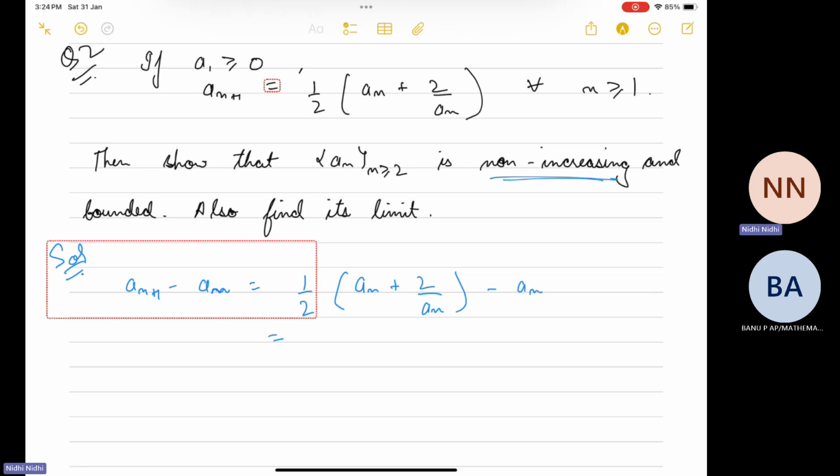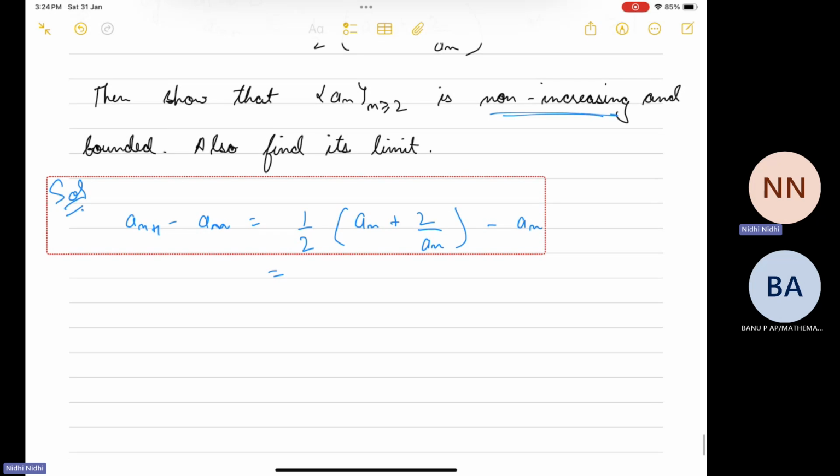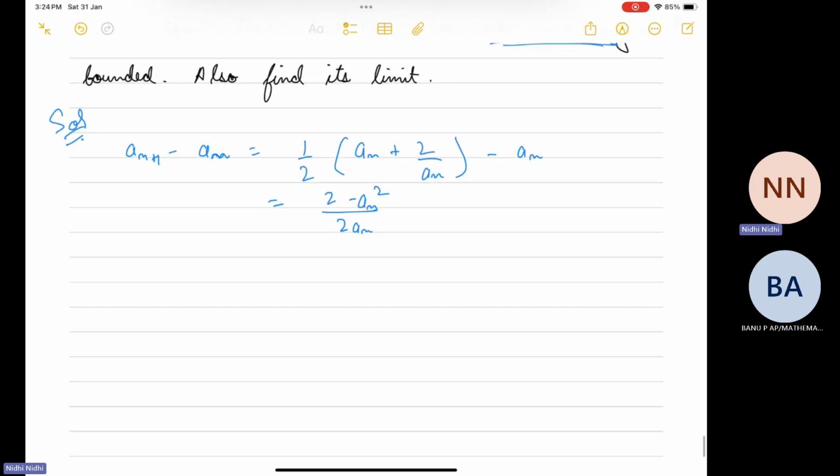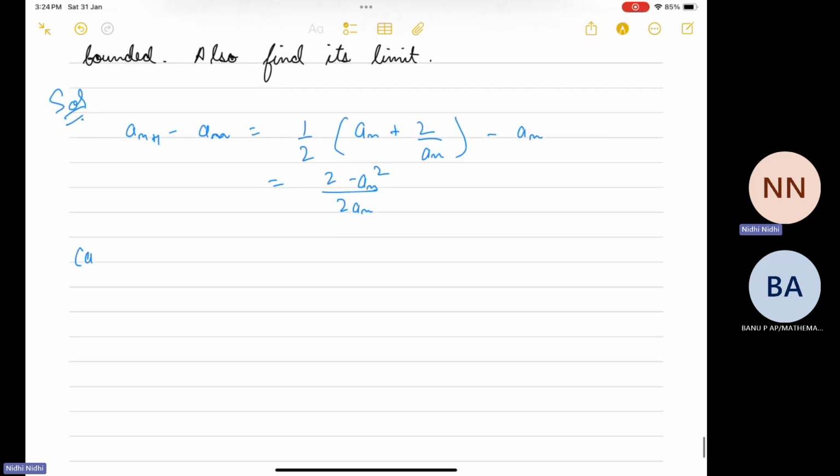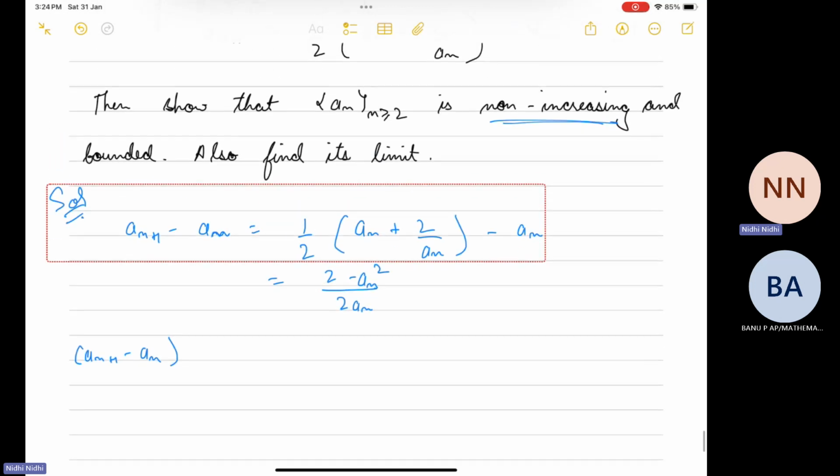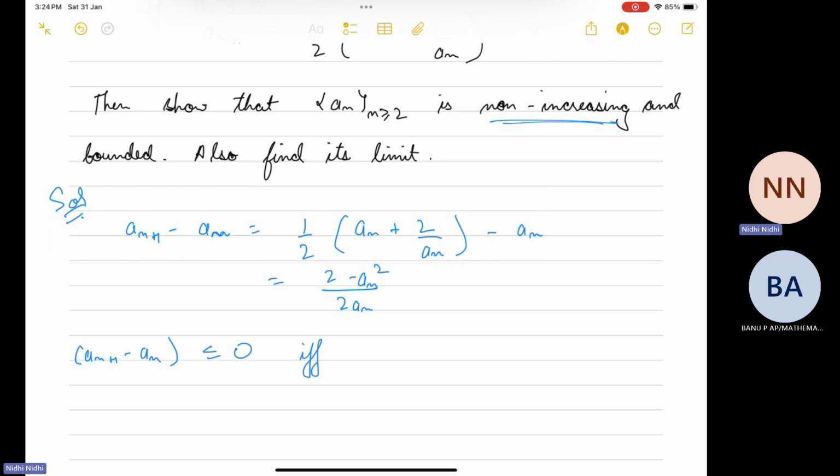So taking LCM and all, you'll eventually get this is equal to (2 minus an square) by 2an. Now here we can see that the term an plus 1 minus an, in order to show that the sequence is non-increasing, so basically decreasing, we want this to be less than equal to 0. Now this will be less than equal to 0 if and only if 2 minus an square is less than equal to 0.